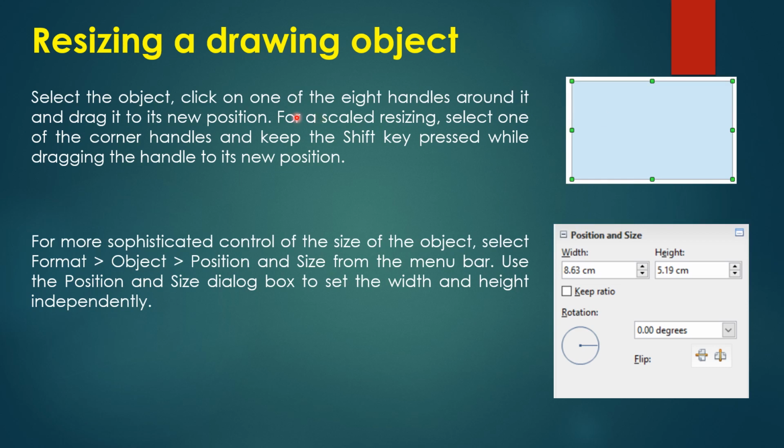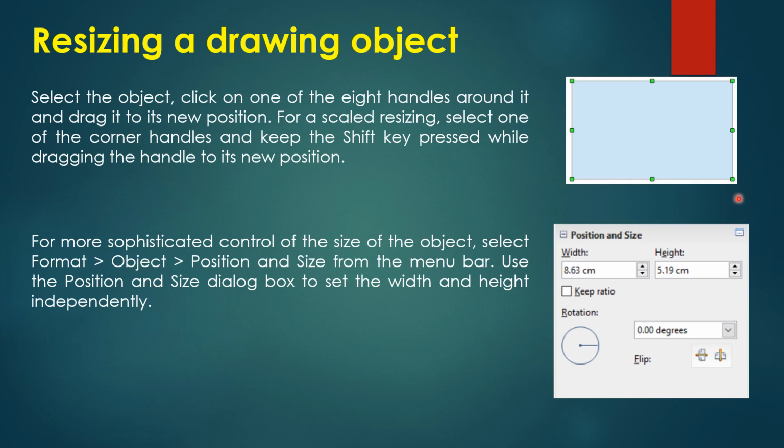Next is scale resizing. Scale resizing means whenever you resize an image, all the parts or all the corners are increased according to the particular handler. If you want to increase it, when you start dragging this side, all the corners also increase accordingly. If you want to do this, select any one of the corner handlers and keep the Shift key pressed while dragging the handle to its new position.